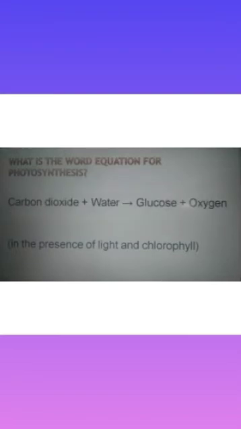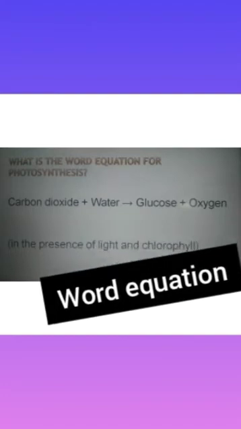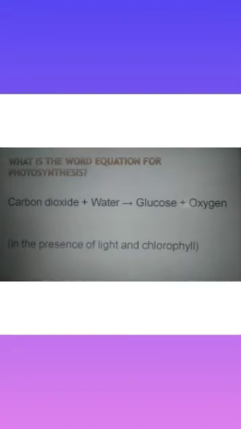The word equation for photosynthesis is: carbon dioxide combines with water to form a simple sugar, that is glucose, and oxygen is liberated in this process in the presence of light and chlorophyll. What will be the symbol equation for photosynthesis?